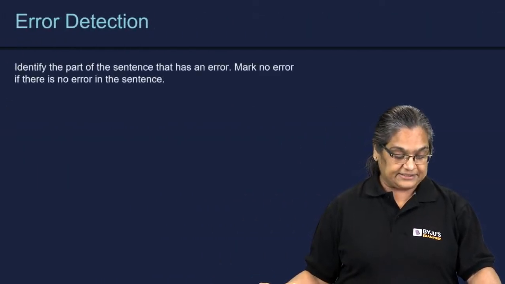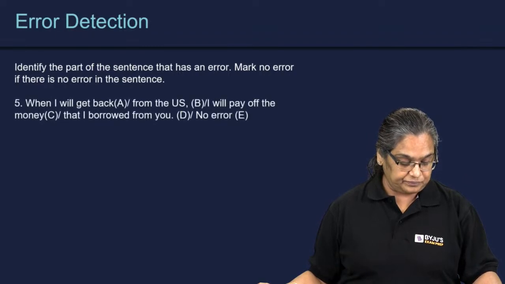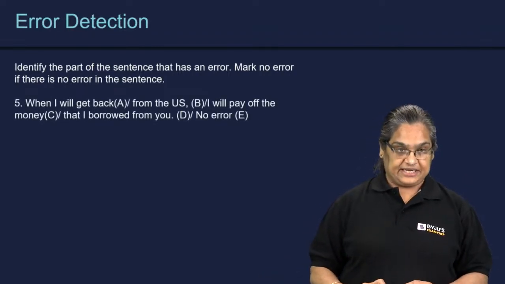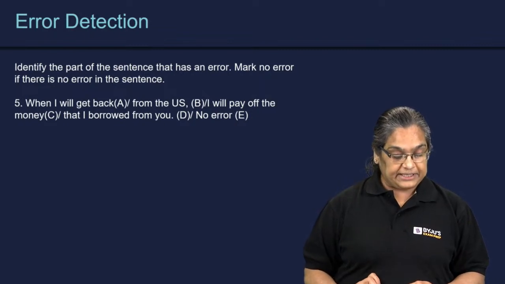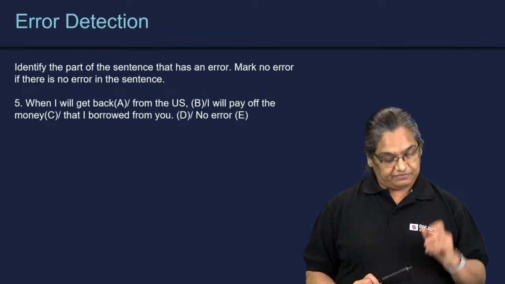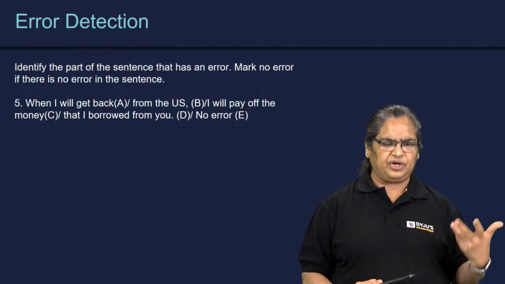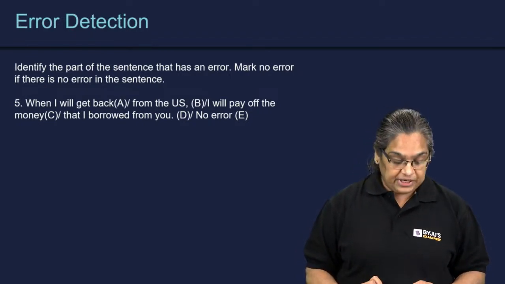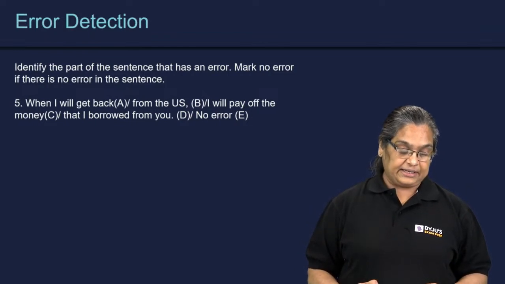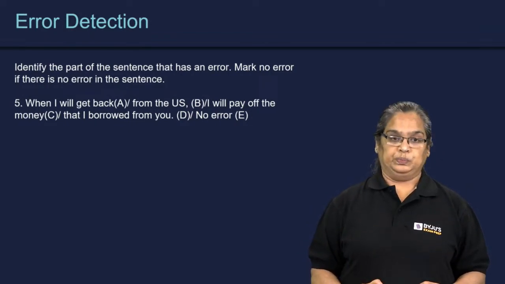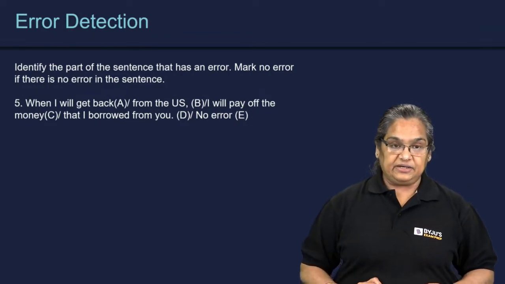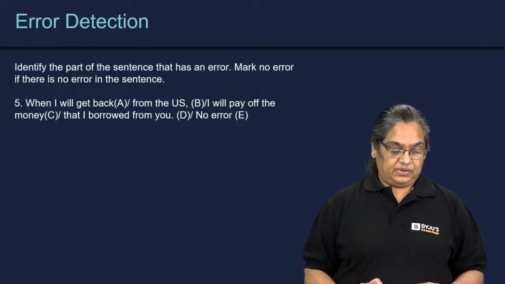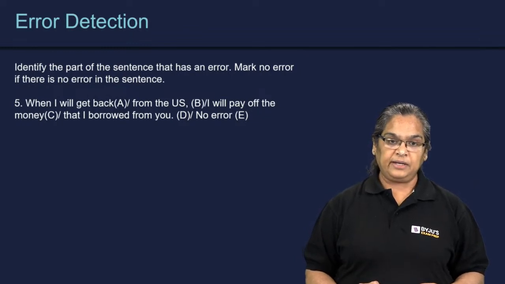All right, next. When I'll get back from the United States, I'll pay off the money that I borrowed from you. I have used the abbreviation, so the US is fine. When I'll get back from the US, I will pay off the money that I borrowed from you. Is there any error in this sentence? If there is, where is it? All right?